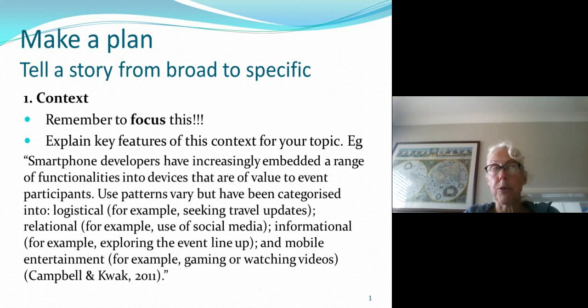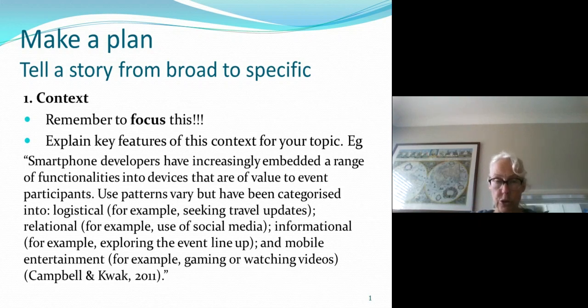When I'm doing a literature review, I tend to tell a story from the broad to the specific. So what I'd do is begin with some context. Now, it's really important that you focus this, and in a sense, this is a bit of your critical decision making. You do want it to be quite focused on your study area, and you want to explain any key features of this context that are really important for your topic.